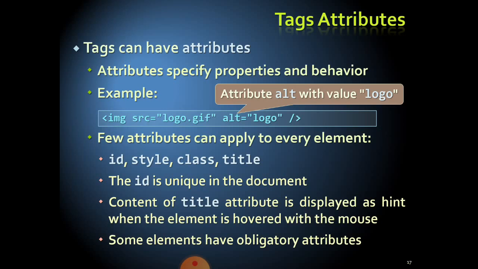Here we have some more attributes: ID, style, class and title. ID is a unique identifier in the document. It is different for every element with ID identification. Also, the content of the title attribute is displayed as a hint when the element is hovered with the mouse. So the use of title is that it displays the hint, that is, the title for the page.